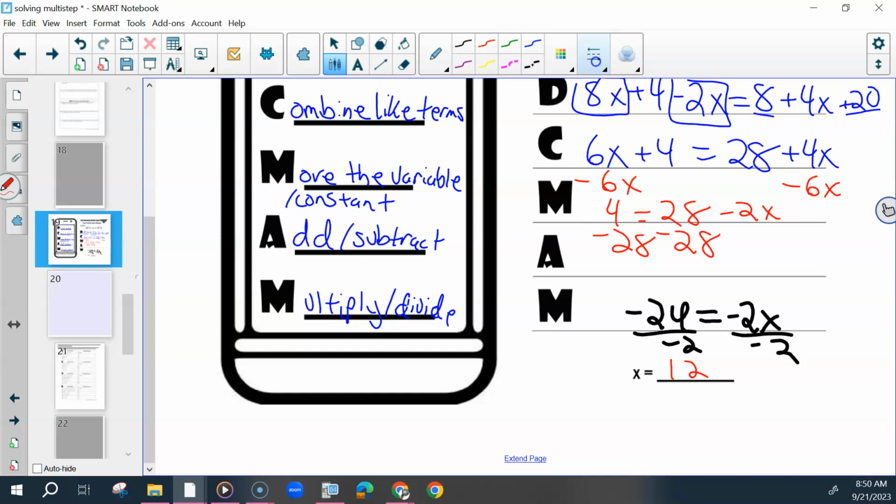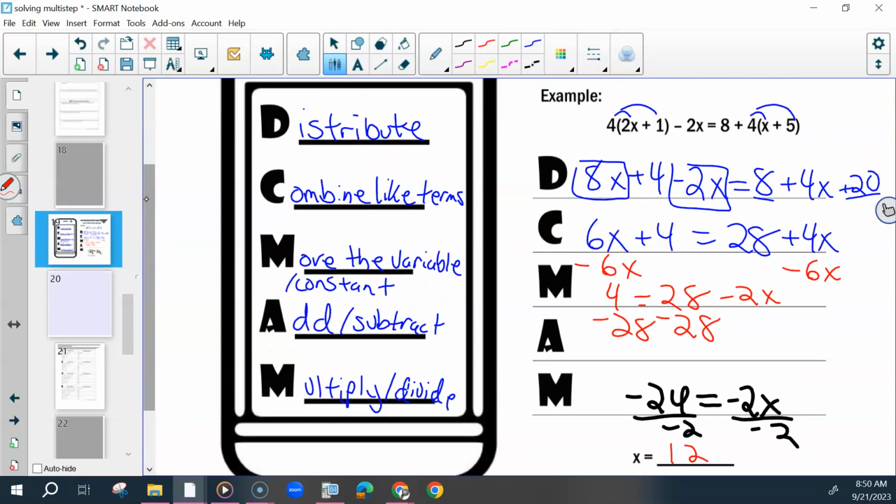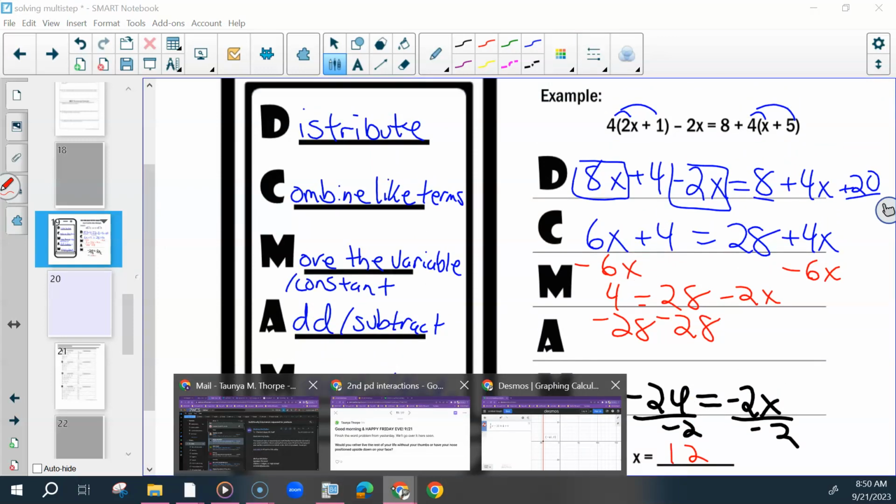I showed you how to check yourself in Desmos. Some of you are saying yes, some of you are confused. So really quickly, I'm just going to put this into Desmos so you can see what happens.